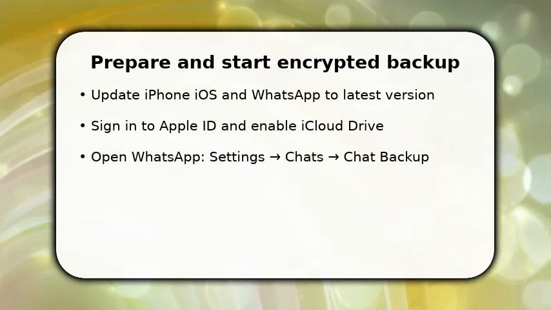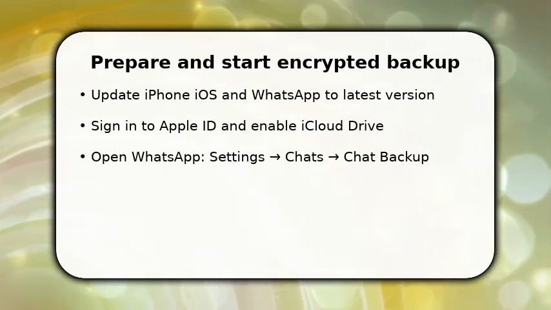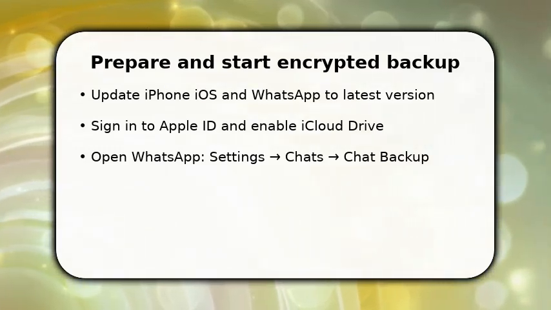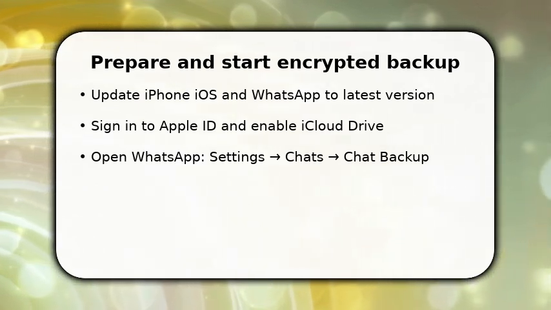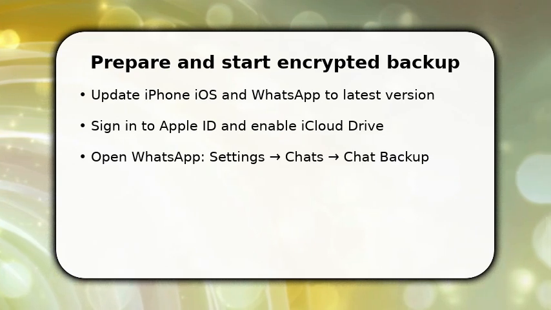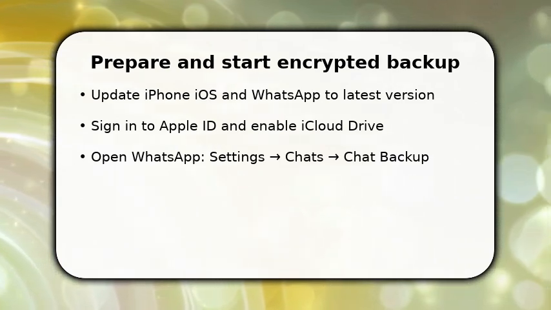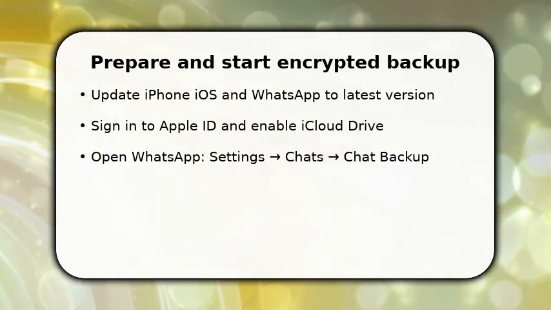You're starting now? Update iOS and WhatsApp, sign into your Apple ID, and confirm iCloud Drive is active so backups can store. Once done, open WhatsApp and go to Settings, then Chats, then Chat Backup. Tap End-to-End Encrypted Backup to begin setup.